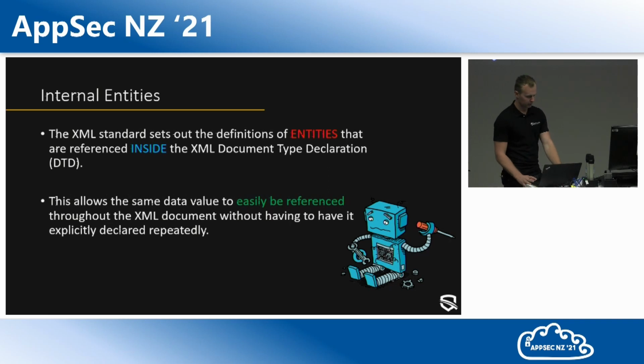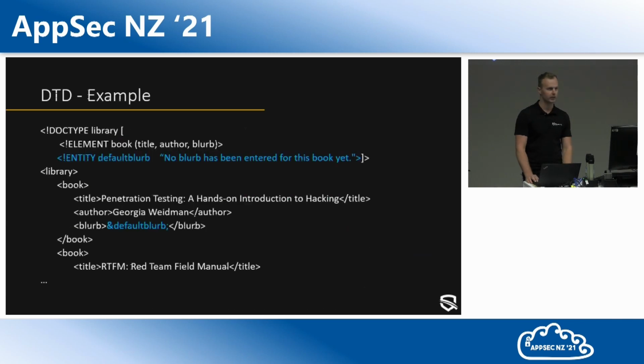So internal entities like the one we just talked about have the data or the definition of the entity stored inside the document type definition. This allows them to easily be referenced repeatedly, just like we just talked about. So exactly like that. So the bit in the blue is then referenced down below.